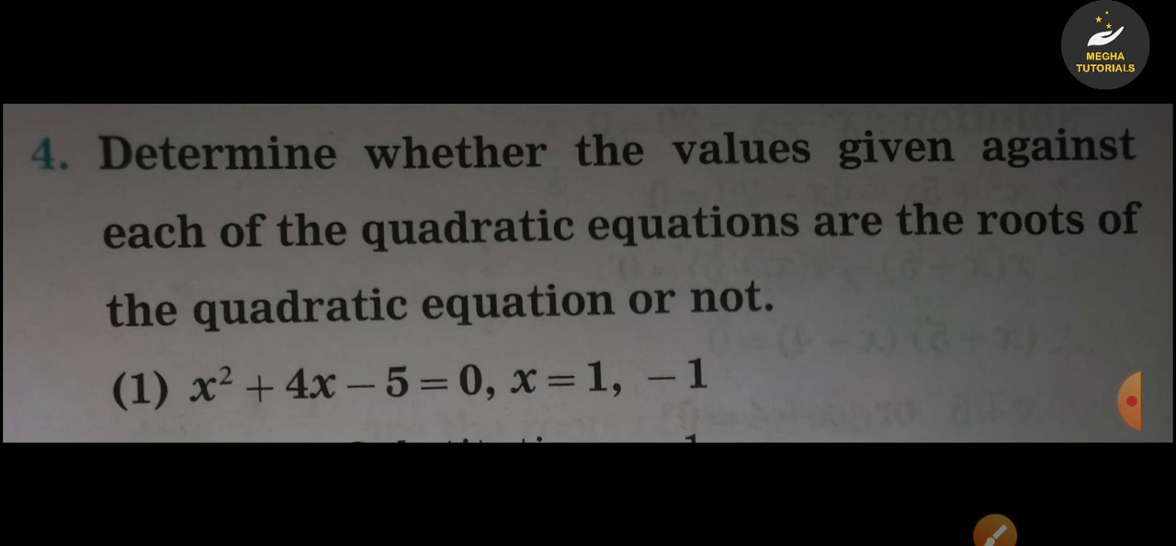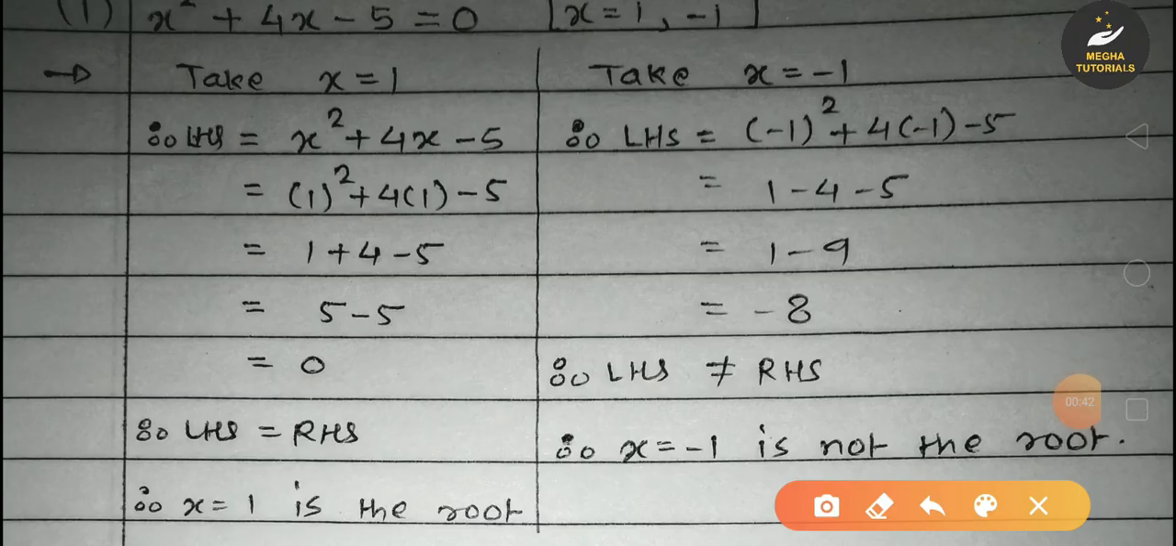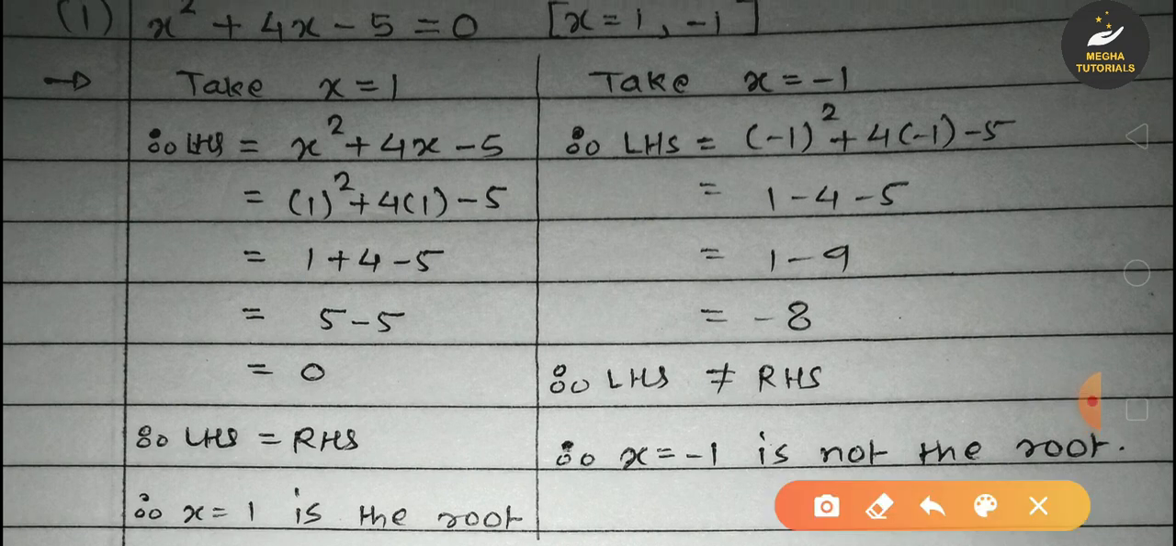So the first question is x square plus 4x minus 5 is equal to 0 and the values of x are 1 and minus 1. So let's start with the solution. So please see the solution. x square plus 4x minus 5 is equal to 0. So first we will take x is equal to 1. So x square plus 4x minus 5.